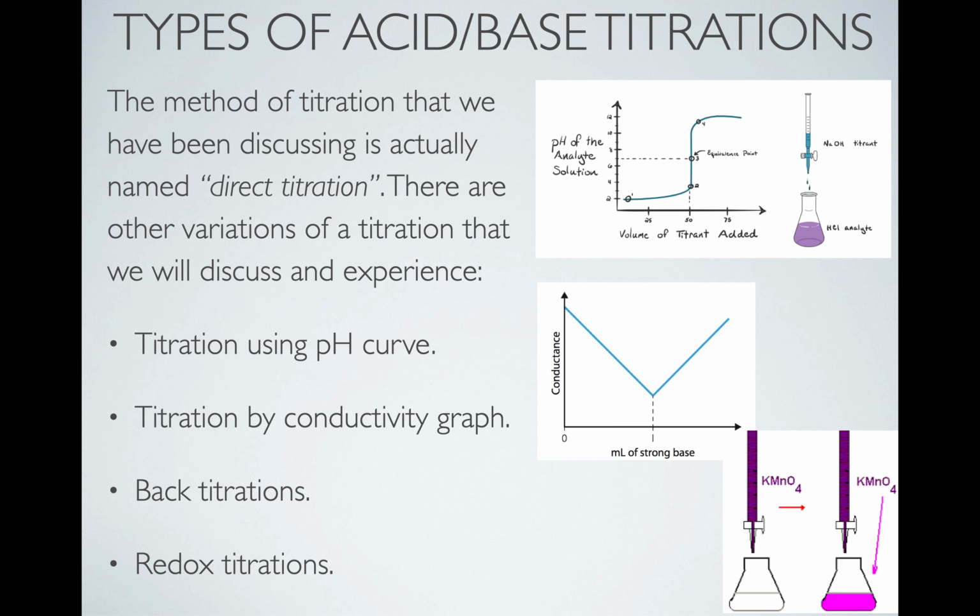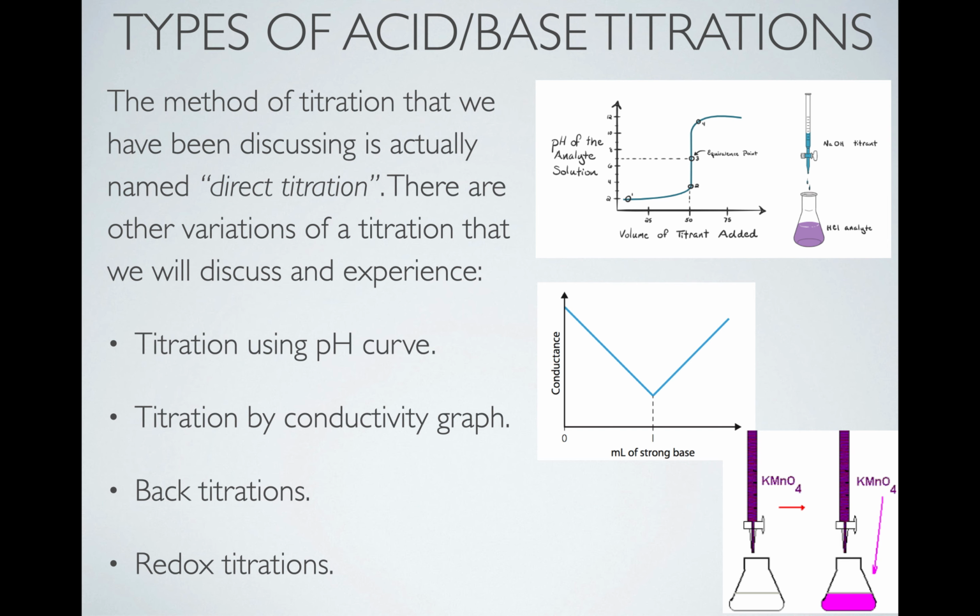So where we're going to start is we're going to look at different types of acid-base titrations. The method that we've looked at already is called a direct titration, where we just add either the acid to the base and we look for the endpoint by the change in color by the indicator. But there's a few other ways that we can do a titration that we need to look at.